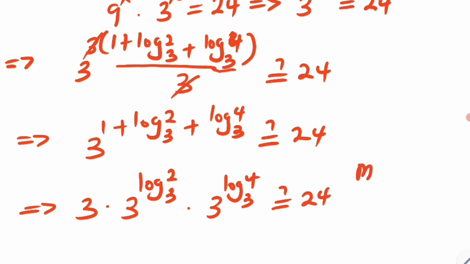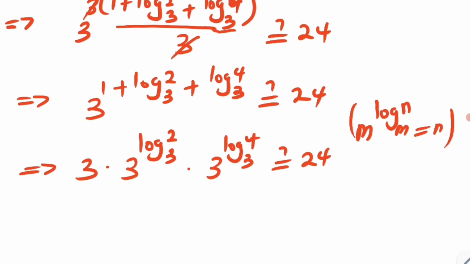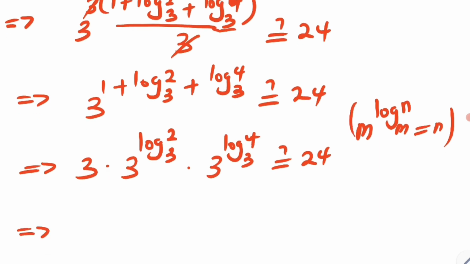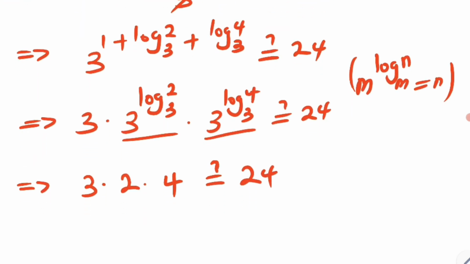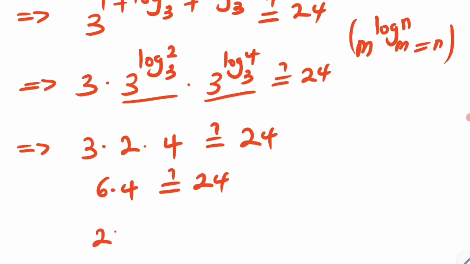If you have m raised to power log n base m, this is equal to n. This is 3 multiplied by 2 multiplied by 4 must be equal to 24. Then we have 3 times 2, 6. 6 multiplied by 4 must be equal to 24. And 6 multiplied by 4, this is 24, is equal to 24, which is true.